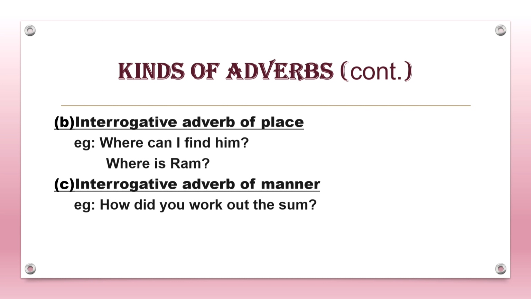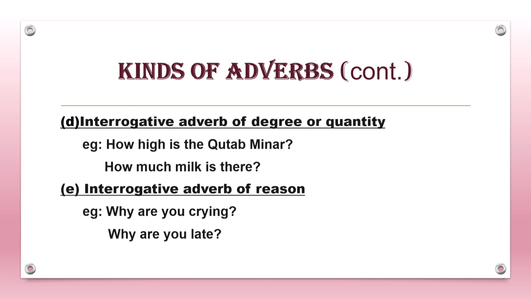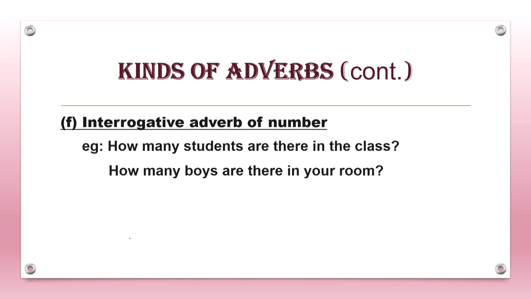Next, interrogative adverb of place. Where can I find him? Where is Ram? Next, interrogative adverb of manner. How did you work out the sum? Next type is interrogative adverb of degree or quantity. How high is Qutub Minar? How much milk is there? Another, interrogative adverb of reason. Why are you crying? Why are you late? Next comes your interrogative adverb of number.